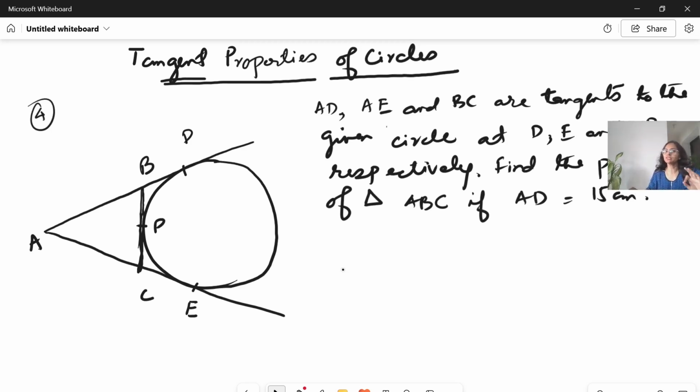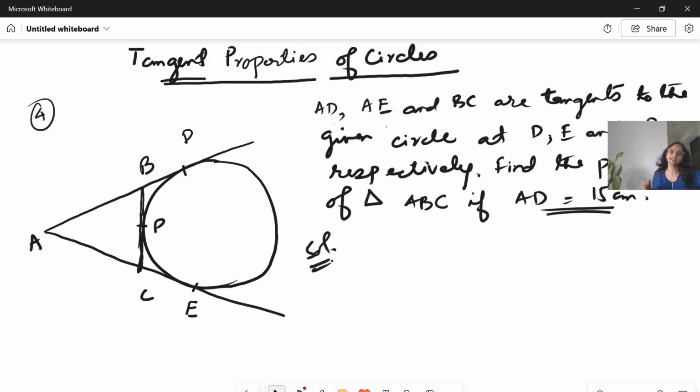Tangent properties of circles. The fourth question we are taking today is, if you look at this figure, AD, AE and BC. AD is a tangent to a circle. AE is also a tangent and BC is also a tangent to the circle. AE is tangent at point E, AD is tangent at point D, and BC is tangent at point P. We have to find out the perimeter of the triangle ABC, and what is given to us is AD is equal to 15 centimeters.